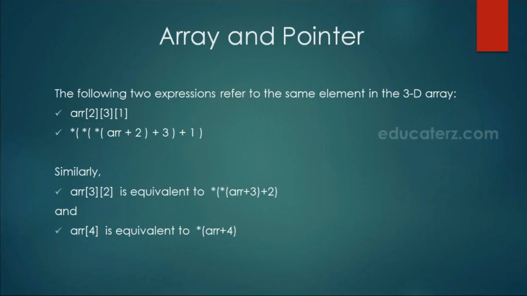If it is a two-dimensional array, that is arr[3][2], then it is equivalent to *(*(arr+3)+2), that is arr plus 3 and star on that, and then plus 2 and star on that. Similarly, if it is a one-dimensional array, then arr[4] is equivalent to *(arr+4). So this way we can expand arrays into pointers.